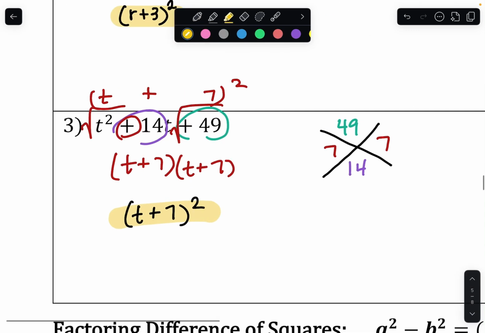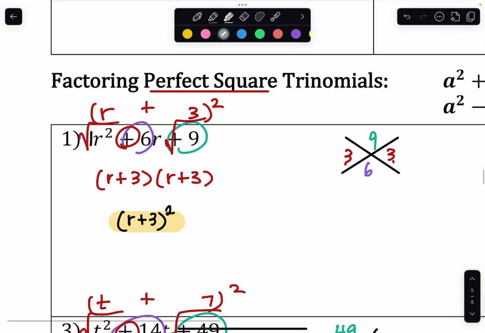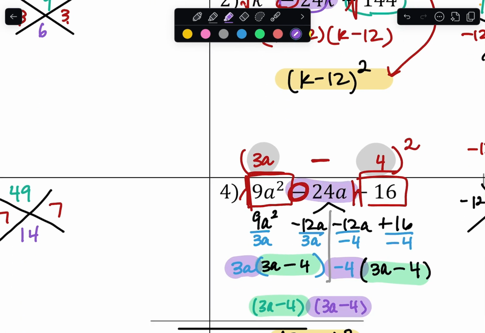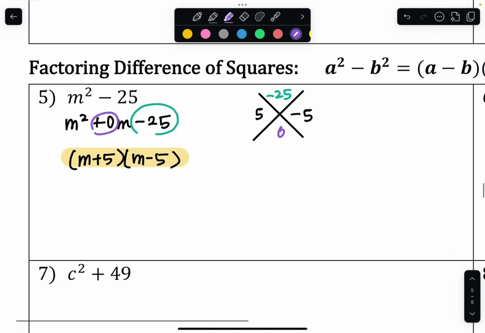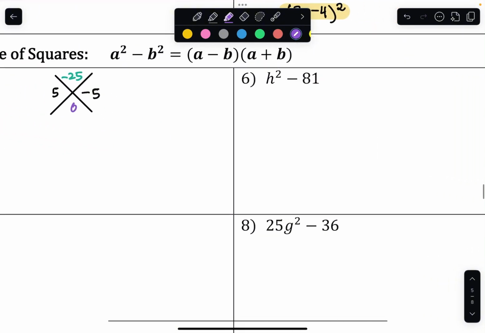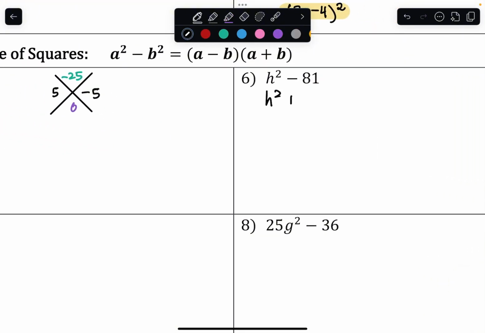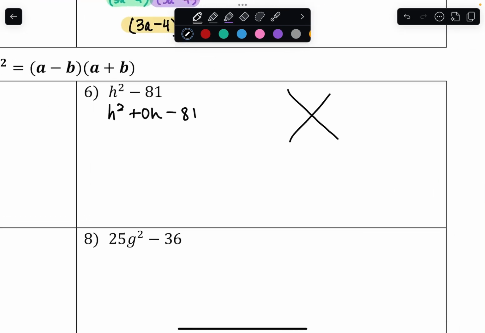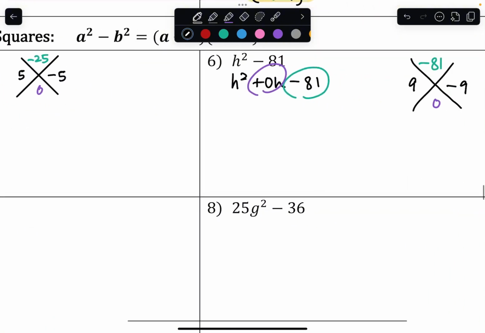Okay, and so notice in all of these examples, we had a middle term. We had a middle term because these were all trinomials. In these next set of examples, we don't have a middle term. Our middle term is 0. So here we have h squared plus 0h minus 81. And so we're looking for 2 numbers that multiply to negative 81, but add to 0. That would be 9 and negative 9. And so we have to write them both. H plus 9, H minus 9.